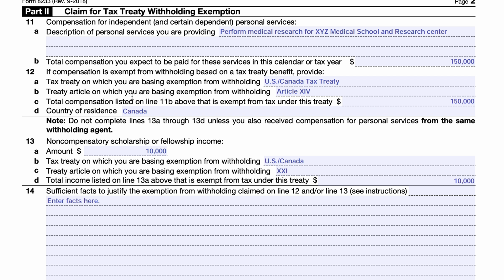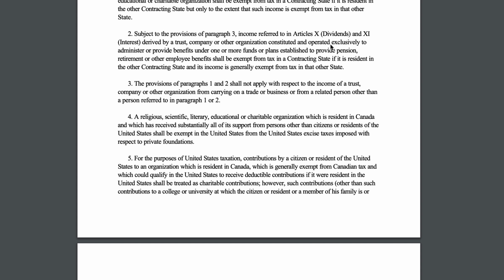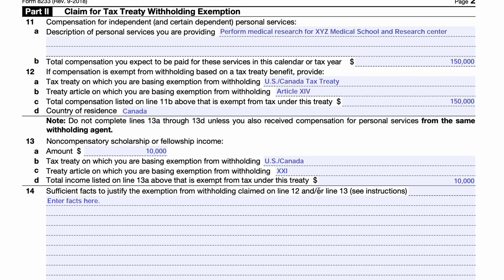We outlined some stuff up in line 12, and he's also got a $10,000 fellowship income that he's declaring, and it's coming from the same XYZ medical school center. So it's a $10,000 stipend that he believes is tax-free. In this case, he would be citing the U.S.-Canada tax treaty, and he's citing Article 21, which happens to be exempt organizations. So he's putting that in there. This may or may not be correct. We don't know. We're just kind of walking through this.